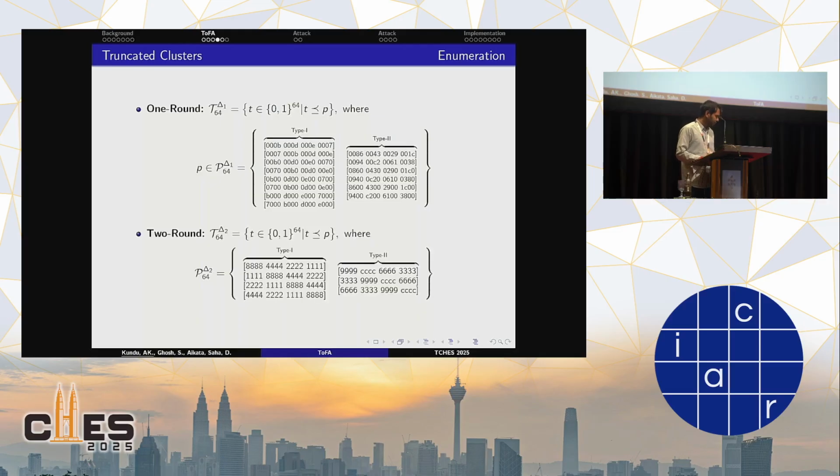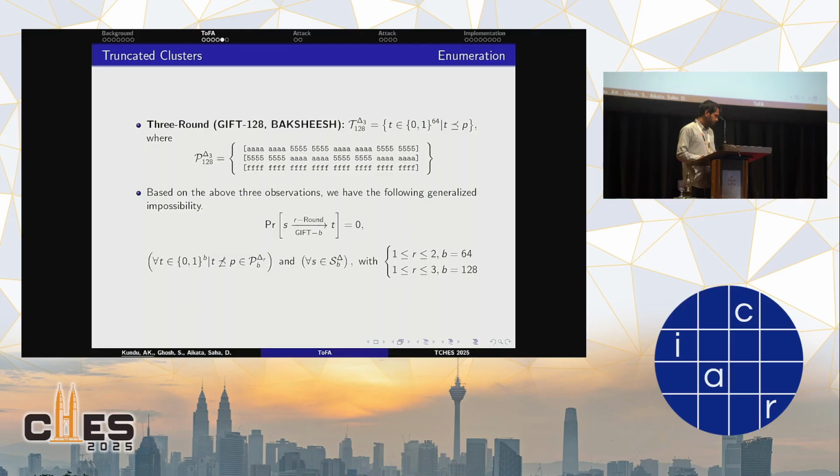After 2 rounds, this is all possible type 2 clusters, and this is all possible type 2 and type 1 clusters. So these are the possible clusters for GIFT-64 only. Now, if we look into GIFT-128 or Bakshish, after 3 rounds also we can get some clusters or patterns. This set is represented by that. We will use these 3-round clusters to get an impossible differential, and we will use that to recover the key space.